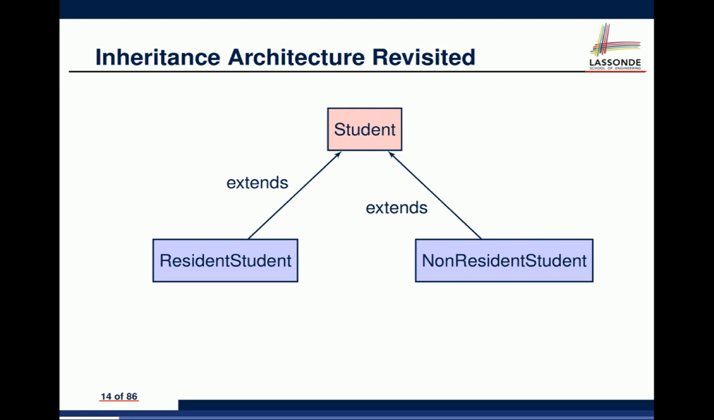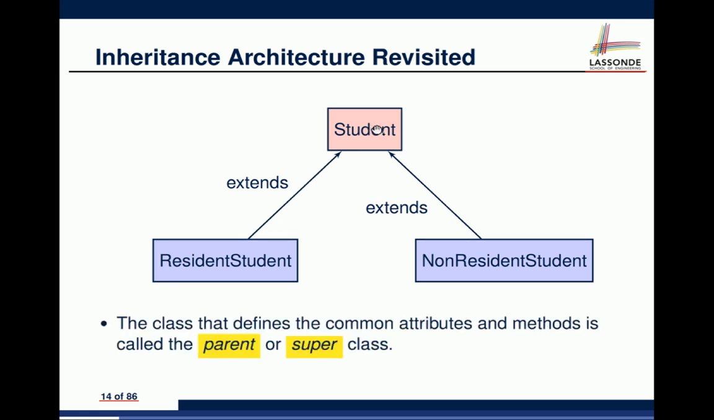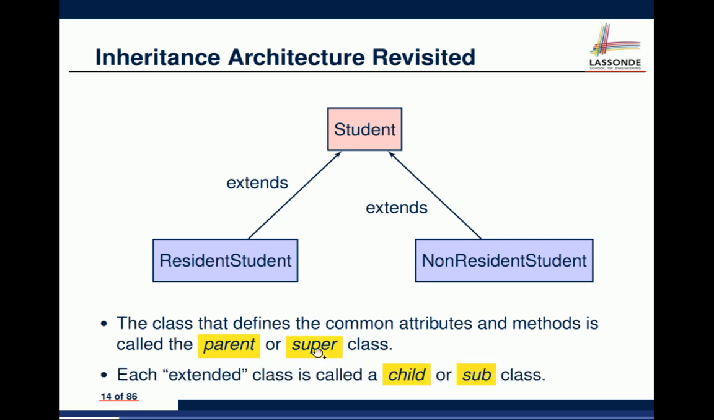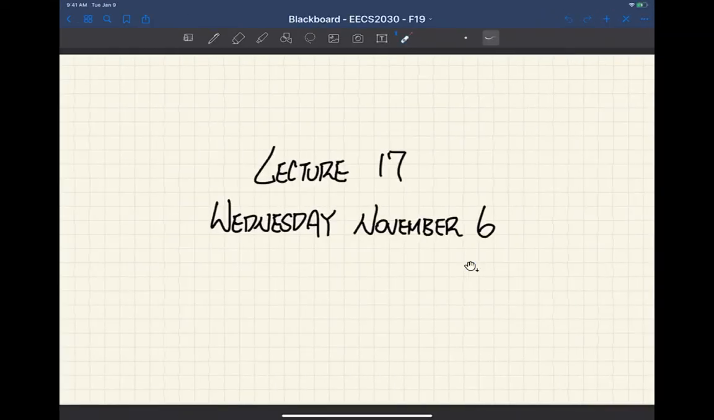Okay? We got 2 child classes over here, resident students and non-resident students. And also we got a super or parent class called students. Just make sure you get comfortable with the terminology. Okay? Also you call them child classes or subclasses. Okay? Just different terminology. So let me review very quickly a number of issues, and then we can go further.